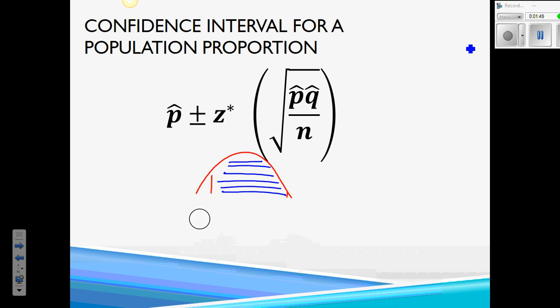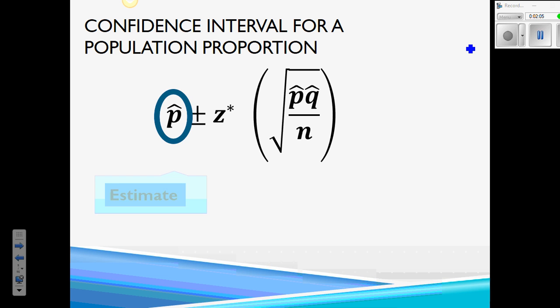What do we call the square root of p hat q hat over n? What do we call that? The standard deviation of our statistic, right? And what statistic are we talking about? Which one of these is a statistic up here? P hat, right? So very similar.